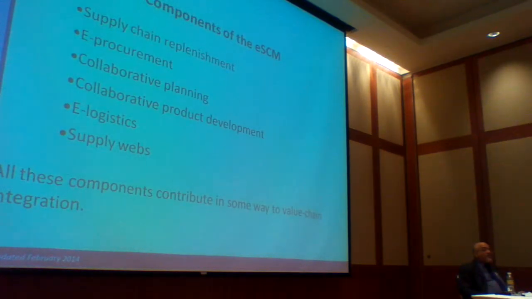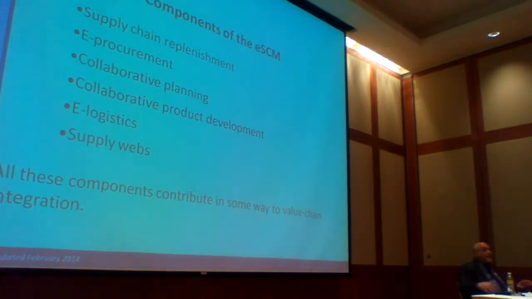Components of an electronic supply chain management system include supply chain replenishment. When we're talking about reordering, remember today with the calculations, replenishment is when you reach the safety stock, then a reorder point will start the replenishment of the material. Also, you have e-procurement, which means electronic procurement, done online, selling and buying online.